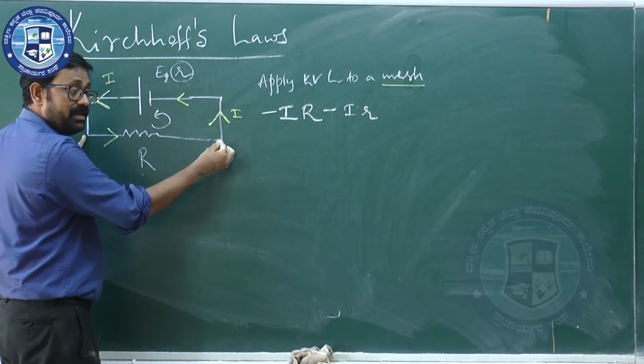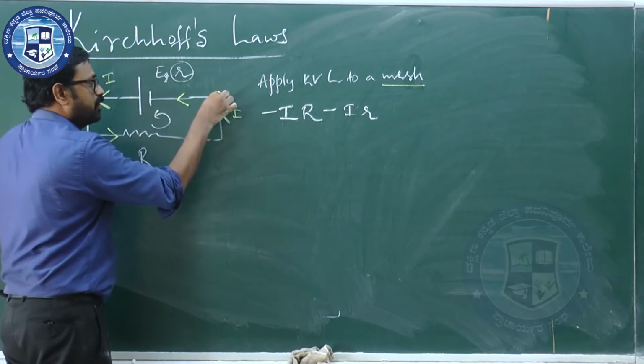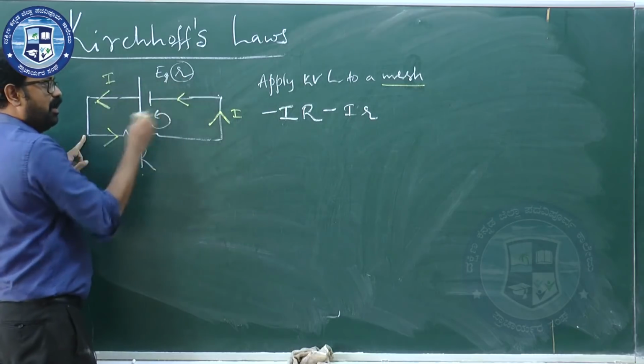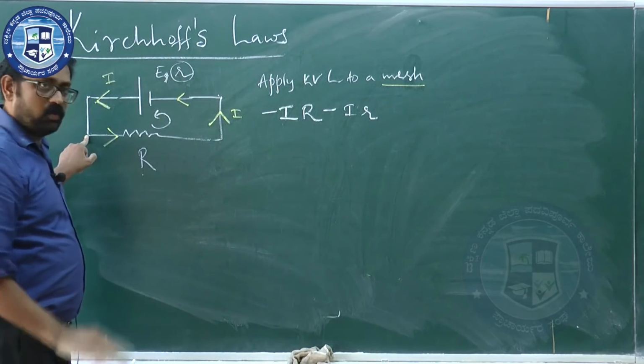You understood why it is minus IR. Direction of the current in the branch and direction of a traverse are same. Here there is no product of IR. Here to here the product of IR is I into small r, minus. Here to here no product of IR. Okay, product of IR is over.